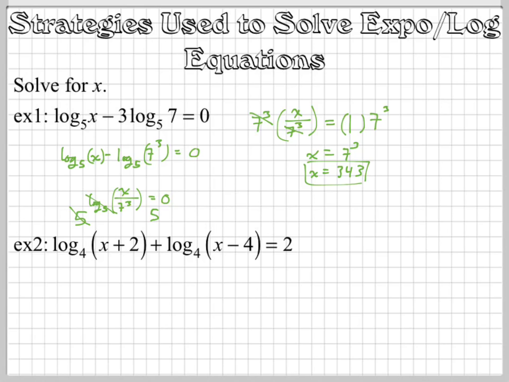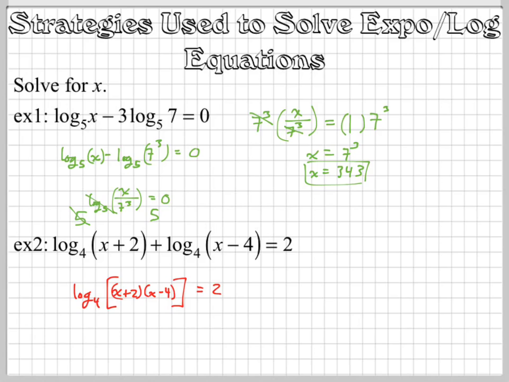Now, for this one, we have again the same bases in our logarithms, so we can write the logarithm once. But this time it says plus. What do we do when it says plus? We multiply what's inside. So we have x plus 2 times x minus 4. I'm going to use big old brackets to show that this stuff is inside of the log base 4. Now you can use big old parentheses, but big brackets are more fun to write. On the other side we have a 2.